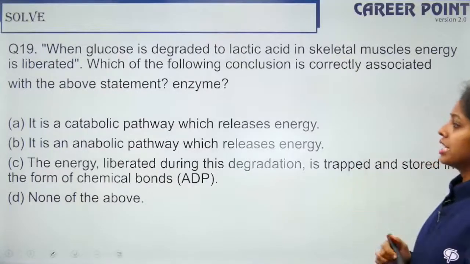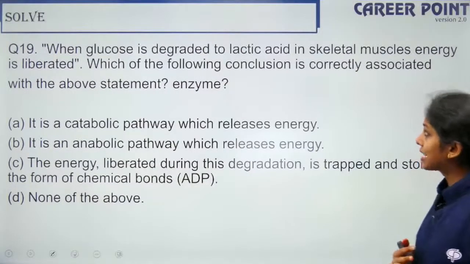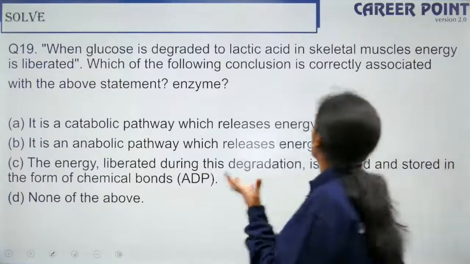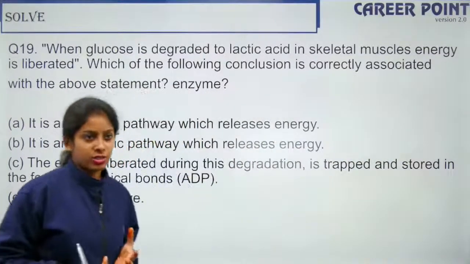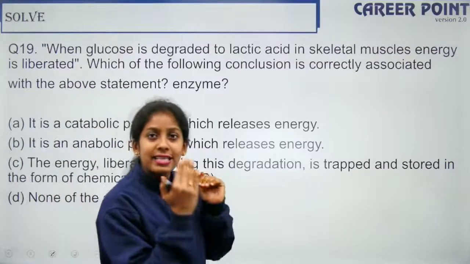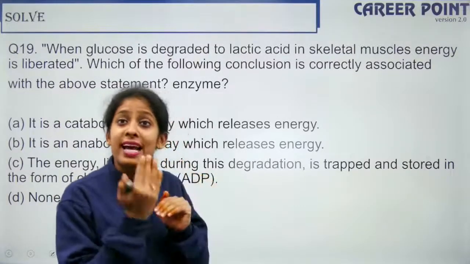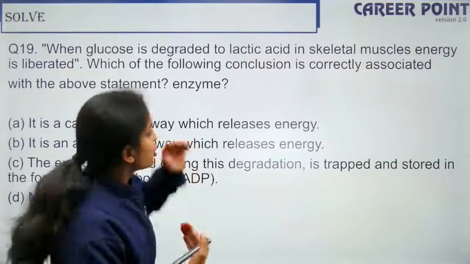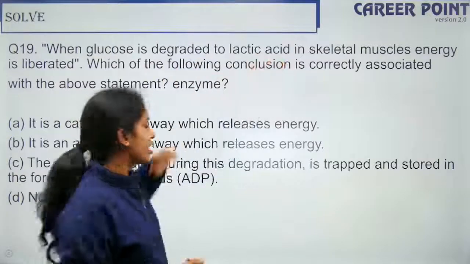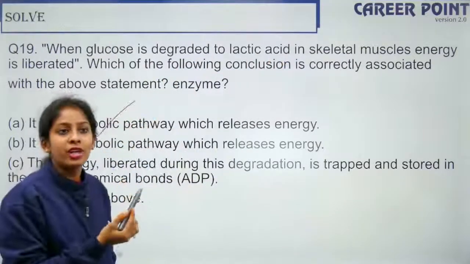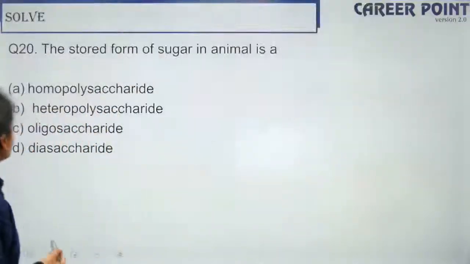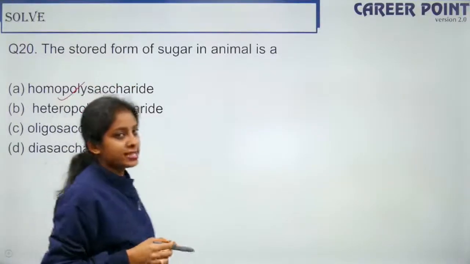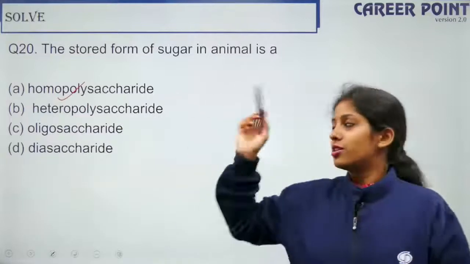So question 19, when glucose is degraded to lactic acid in the skeletal muscles, energy is liberated. Which of the following conclusions is correctly associated? Energy is liberated in a catabolic reaction. In an anabolic reaction, energy is utilized. So when the statement says energy is released, it is undoubtedly a catabolic reaction. Alright. So the last question, the stored form of sugar in animals is a homopolysaccharide, that is your starch, right? So this is the right answer.